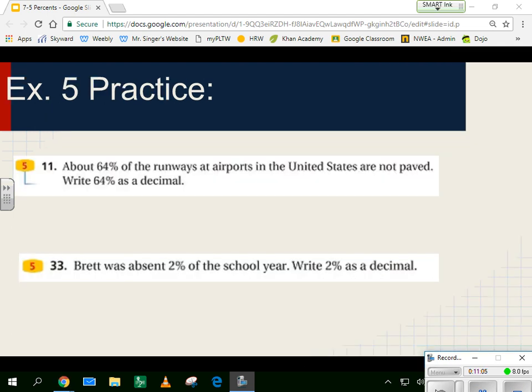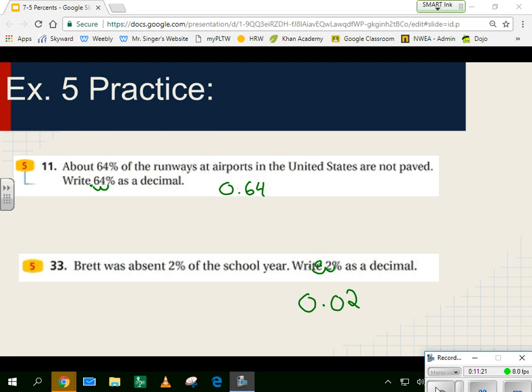All right, so just a little more practice here with these 2 problems. Go ahead and figure out what 64% would be as a decimal and 2% as a decimal. Good luck. And here are the answers you should have gotten for these. So all you had to do is move the decimal twice.